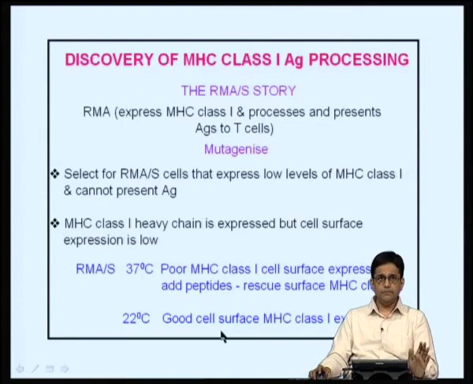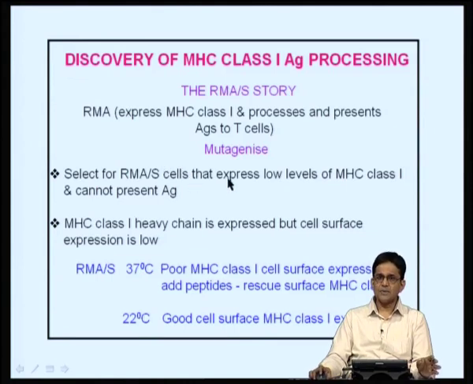Okay, so now for the MHC class 1, we will start off with basically two stories that I would like to share with you. The first is the RMAS story. This happened several years back. RMA is a cell line that expresses MHC class 1, and the scientists were trying to look at the NK mediated killing of this particular cell line. So this cell line was mutagenized, and it was selected for a cell which is known as RMAS.